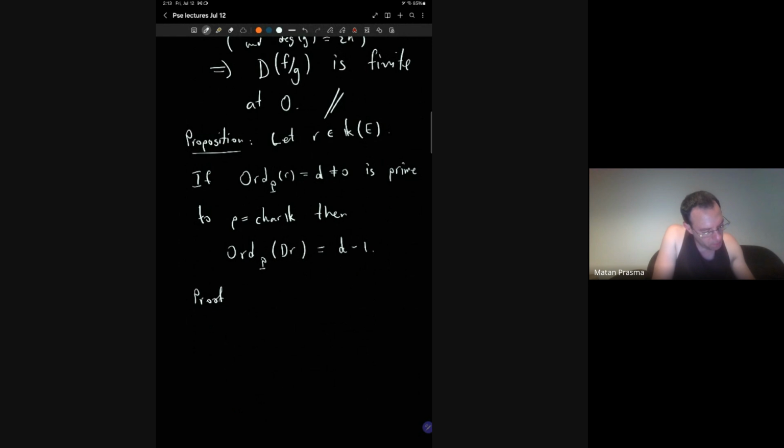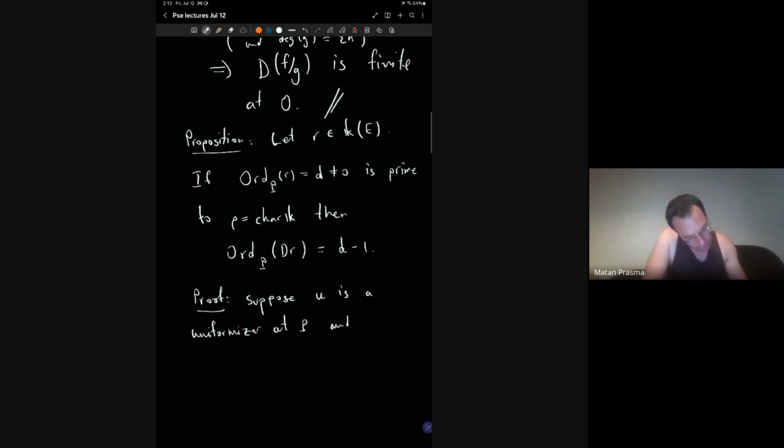And the proof here: suppose U is a uniformizer at P. And then I can write R equals U to the D times R1, where R1 is finite and non-zero at P.